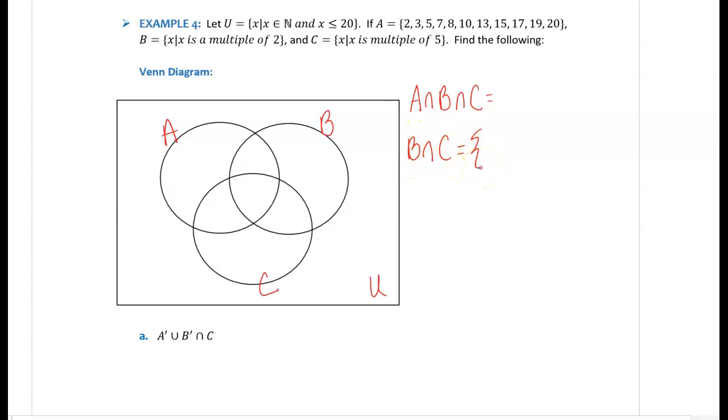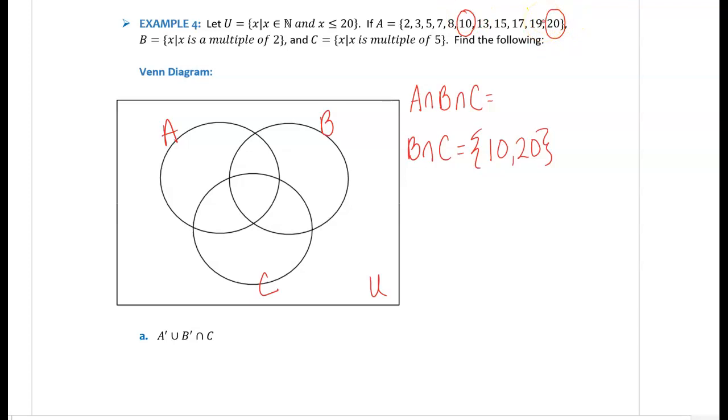So I know that set B contains multiples of 2 that are less than or equal to 20, and set C contains multiples of 5 that are less than or equal to 20. Of course, we're only dealing with values that are natural numbers. So B intersected with C would be multiples of 2 and 5, which are 10 and 20. Now we want to intersect that with set A. Well, set A contains both 10 and 20.